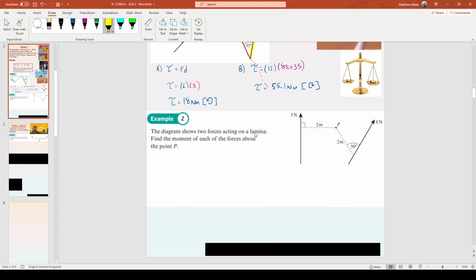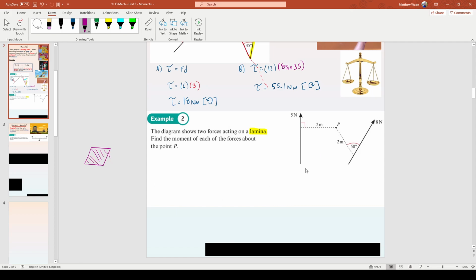Now, I betcha you've not heard that word before, unless you do physics. What a lamina is, my buddies, is just any flat 2D surface. So if I was to take a piece of paper, that would be a lamina because it is a 2D shape that is filled in, okay? So it's not like a wire, it includes the thing around it.